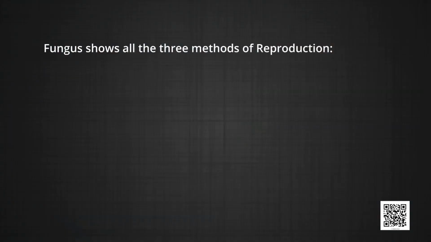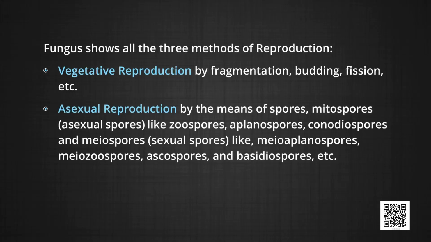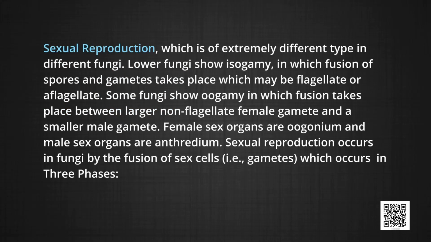They can cause diseases in humans, plants and animals, and can also be used in industries in the production of various products like hormones, breads, etc. Fungi show all three methods of reproduction. First, vegetative reproduction, by fragmentation, budding, fission, etc. Second, asexual reproduction by means of spores, mitospores, like zoospores, aplanospores, conidiospores, and meiospores. Sexual spores like meioplanospores, mesospores, ascospores and basidiospores, etc. Third, sexual reproduction, which is of extremely different types in different fungi.